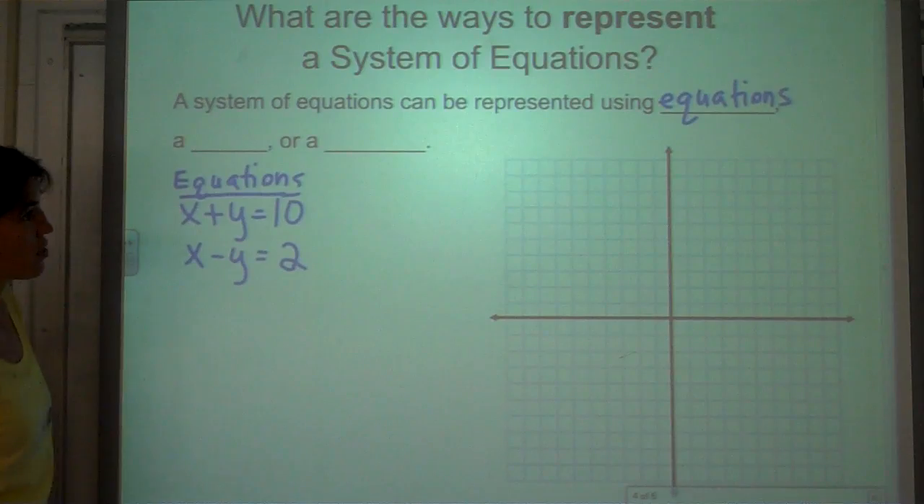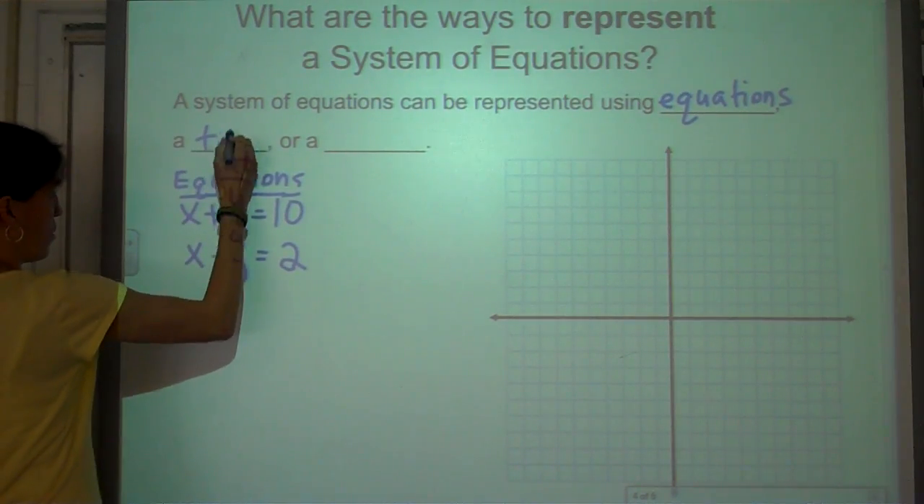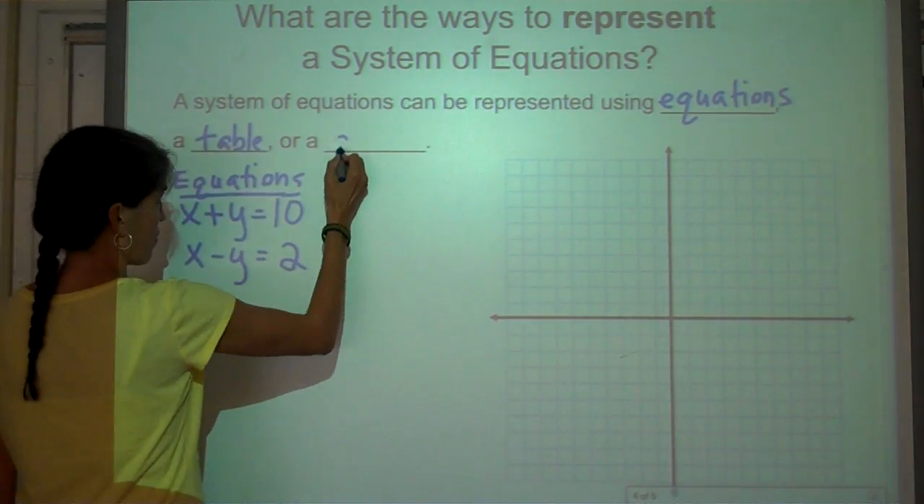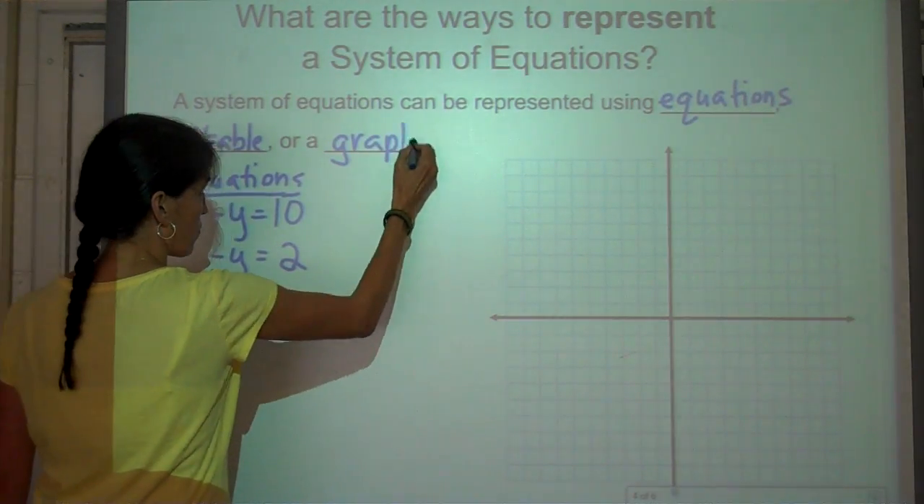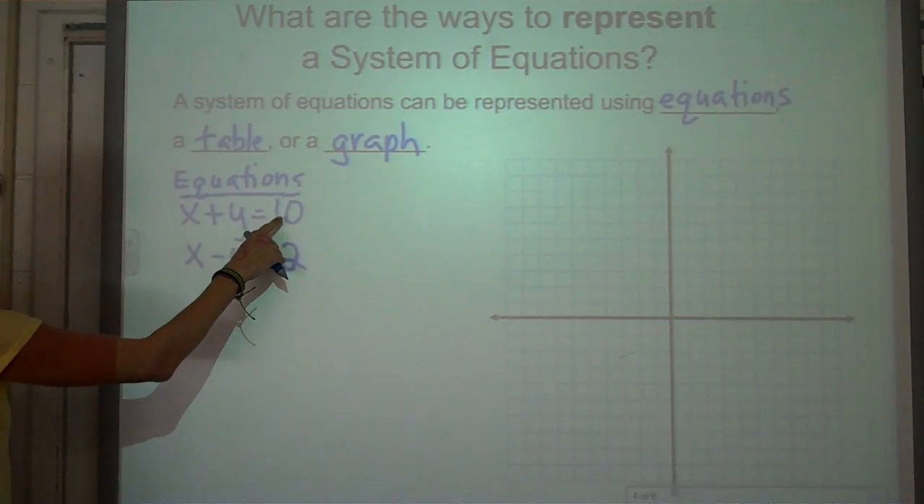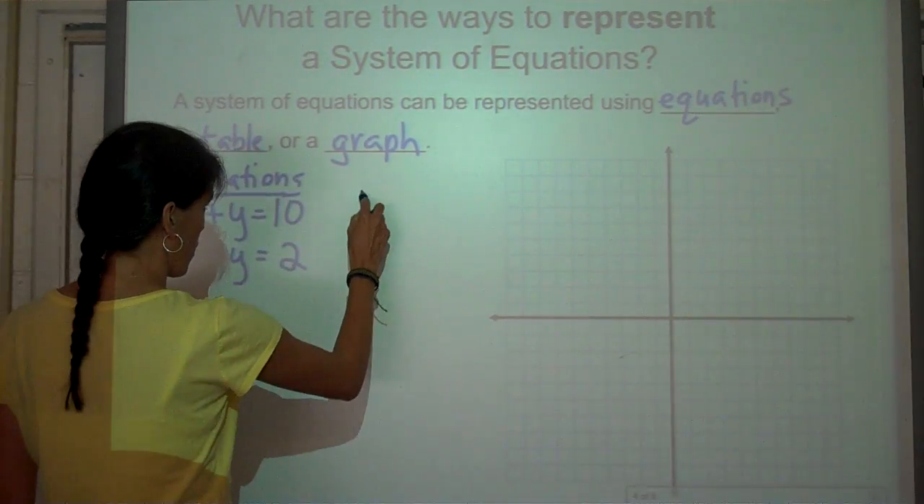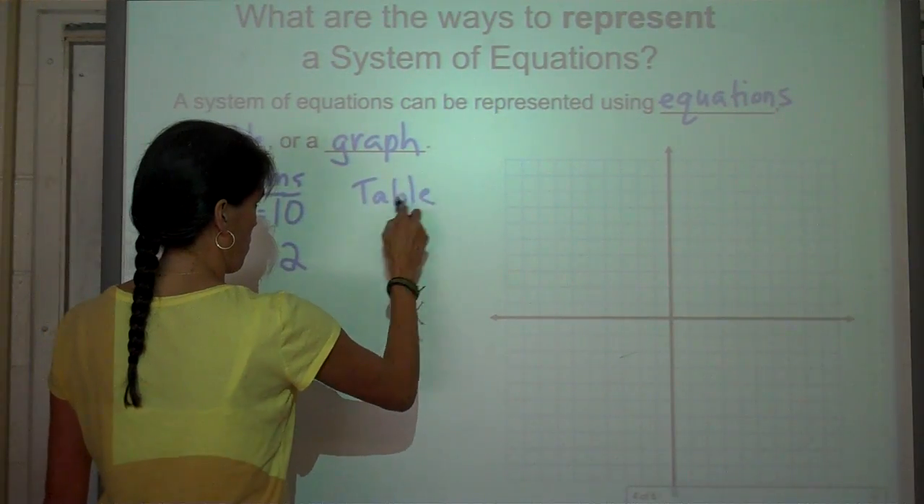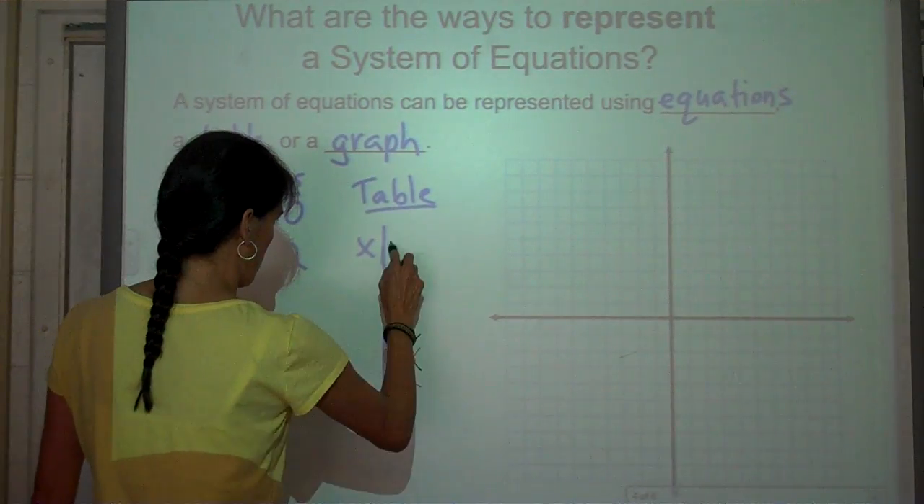You can also represent a system of equations using a table or a graph. So I'm just going to put both of these up there. You need to be writing some stuff down. So we can represent this using a table, make an x y chart.